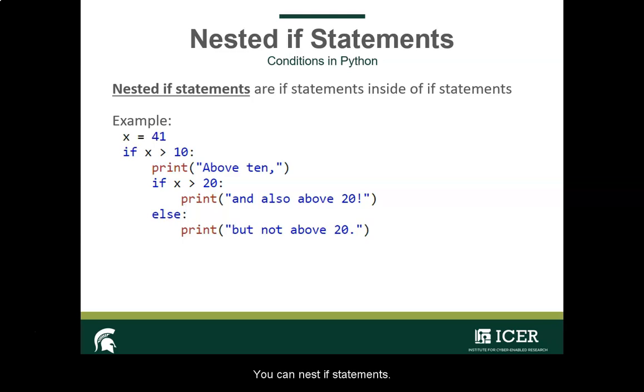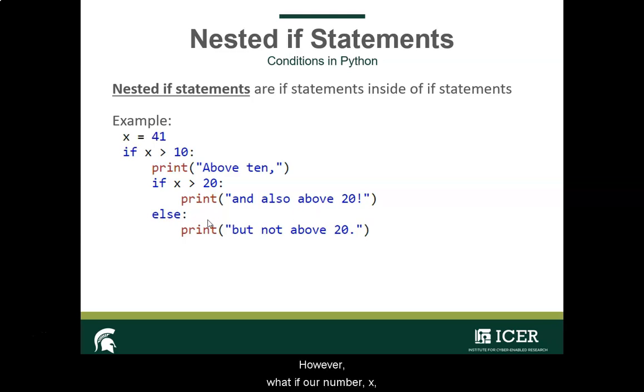You can nest if statements. So if I have if statements inside of if statements, that's a nested if statement. So here's an example. We start by defining x as 41. The question, if x is greater than 10, which is true, print above 10 string. Cool, it works. Now, if x is greater than 20, which it is, we then can print also above 20.